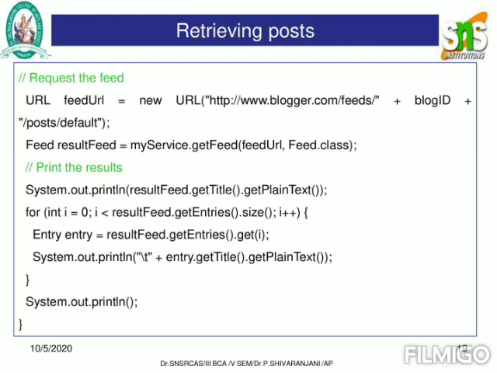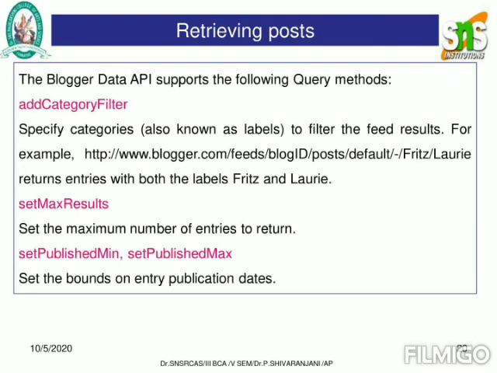So the next one is retrieving posts. The Blogger Data API supports the following query methods. The first one is add category filter. The second ones are set maximum results, set published minimum, set published maximum. Add category filter specifies the categories to filter the feed results. Set maximum results will set the maximum number of entries to return. Set published minimum and maximum will bound the entry publication dates.